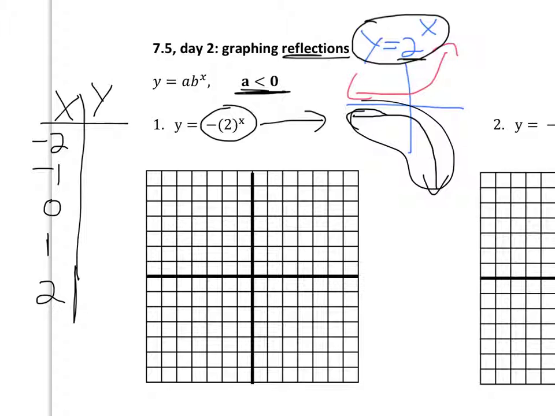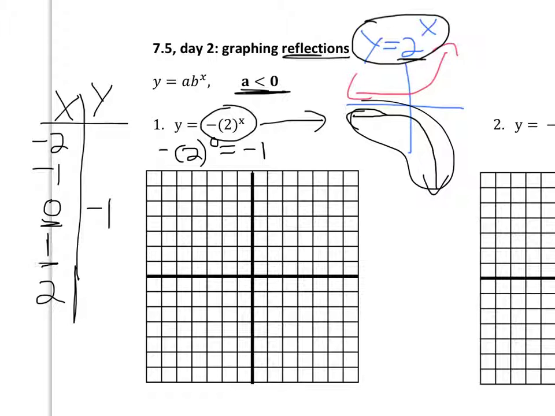Again, I picked a couple negatives, a couple positives. Let's start with 0. If I put 0 in, you're going to have a negative and then 2 to the 0. Well, 2 to the 0 is 1, but this negative's just hanging there, so it stays as negative 1. And that's also going to be our y-intercept.